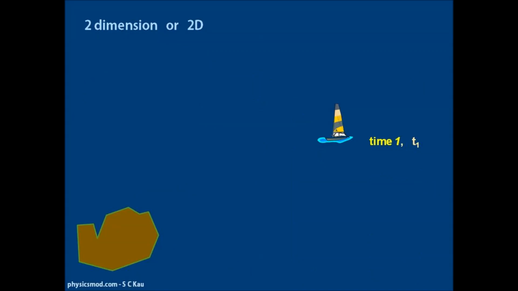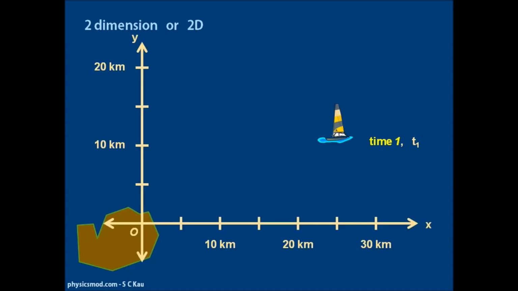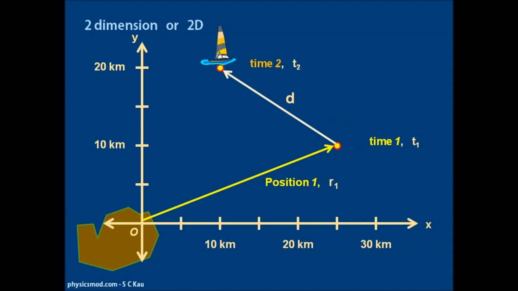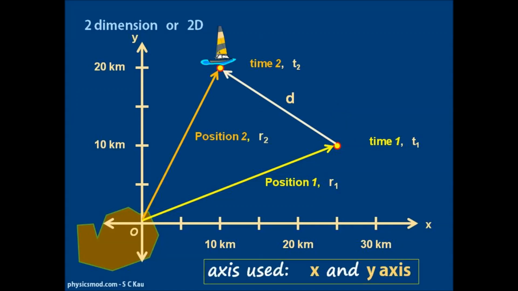Now let's have this illustration for two-dimension. At time 1, a boat is northeast of an island. At time 2, its position has changed. Let's take a look in a Cartesian coordinate. Let position 1 be r1. Then it traveled a displacement d to reach its position 2, or r2. The motion of the boat is described by the Cartesian coordinate.